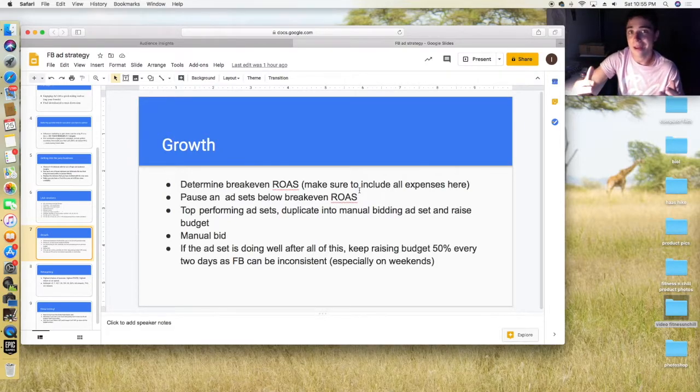And now, if an ad set is doing really well after you just made this change, you can pretty much increase your budget 50% at a time every 2 days. And the reason why you want to wait 2 days is because Facebook can be inconsistent with its data, especially on the weekends. Since sometimes people buy on the weekend, people are more home on the weekend. So don't trust Facebook most of the time. Make sure it's 2 days, make sure it's consistent, because some days you can have $10,000 in sales, and some days it's like $300. Make sure it's consistent.